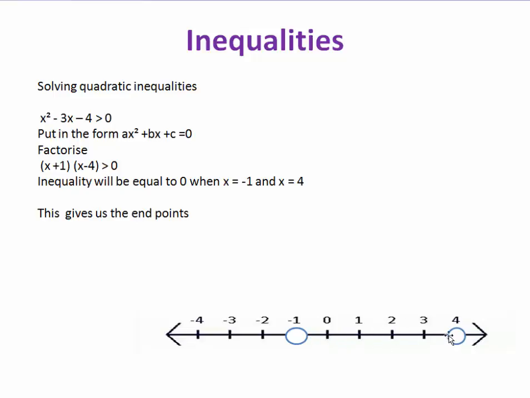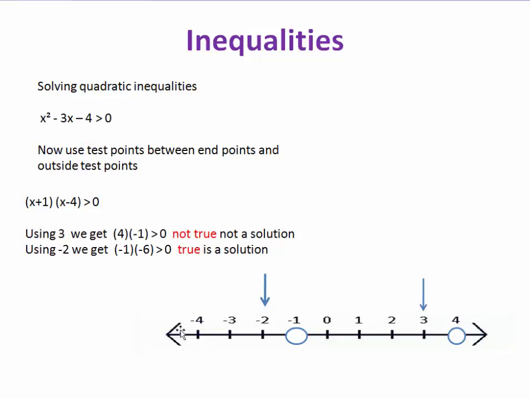Do they lie between these endpoints or do they lie outside the endpoints? So what we have to do here is choose points. Here we've got 3 as a test point in between our two hollow circles, and then we've got this point -2, which we've chosen as outside here.